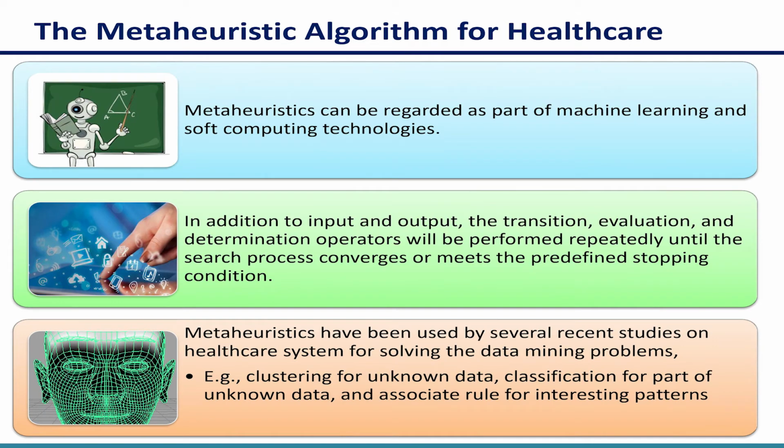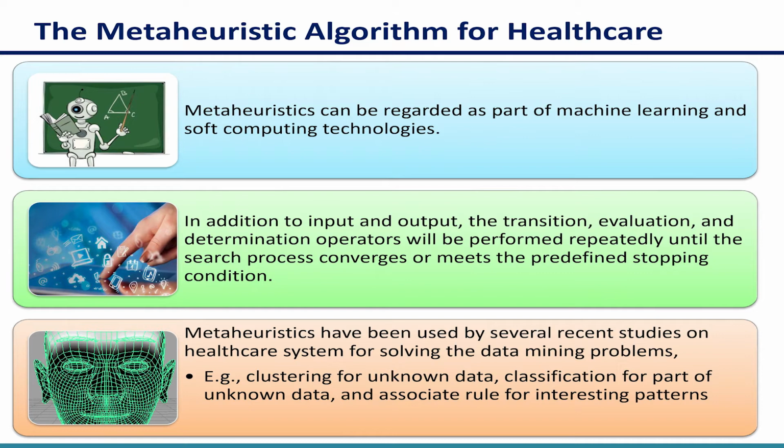So metaheuristics can be regarded as a part of machine learning and soft computing technologies, new advanced technologies. So in addition to input and output, the transition, evaluation and determination operators will be performed repeatedly until the search process converges or meets the predefined stopping conditions.